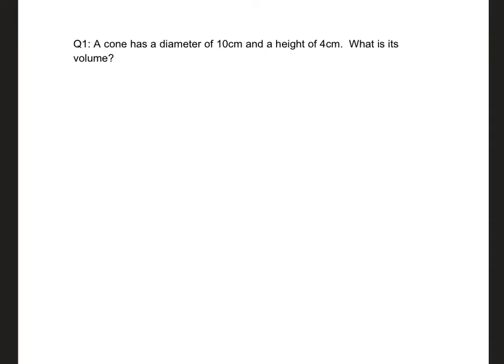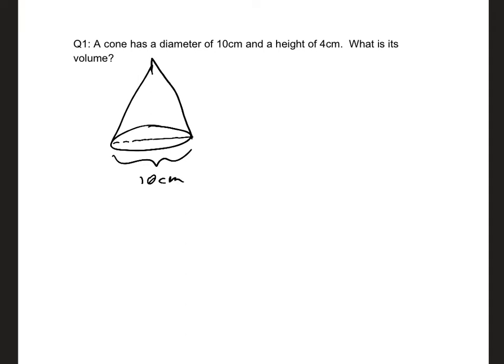Question number 1. A cone has a diameter of 10 centimeters and a height of 4 centimeters. What is its volume? So I typically like to start by just doing a sketch of the figure that we're trying to find the volume of if it's not provided. So in this case, we have a diameter, which is 10 centimeters long, and we have the height of our figure, which is 4 centimeters. Unfortunately, you can see I didn't draw this to a very good scale. That being said, we can just use this as a guideline to help with our volume formula.